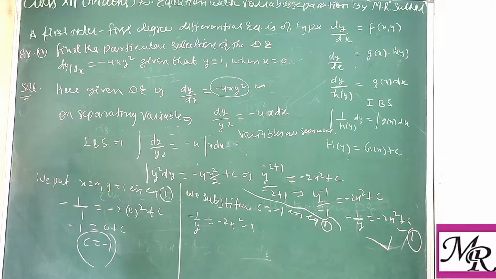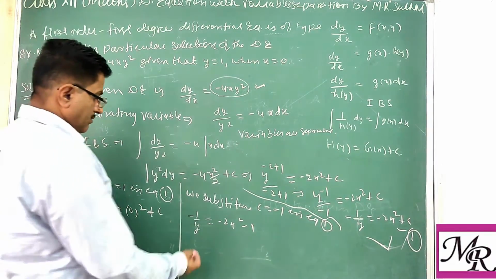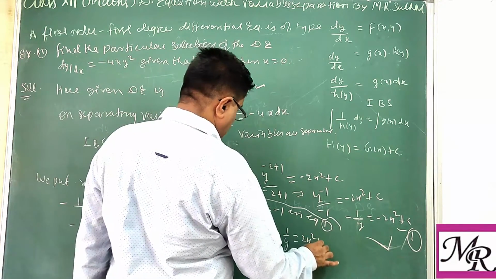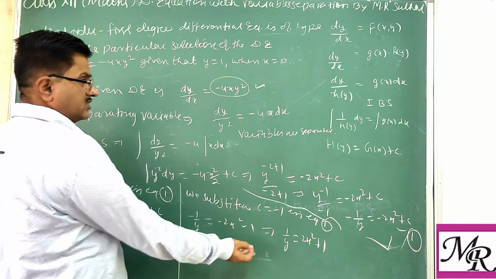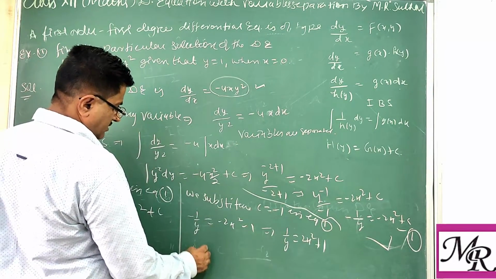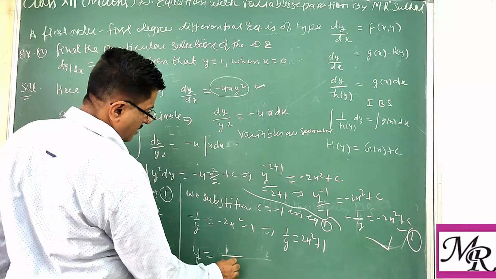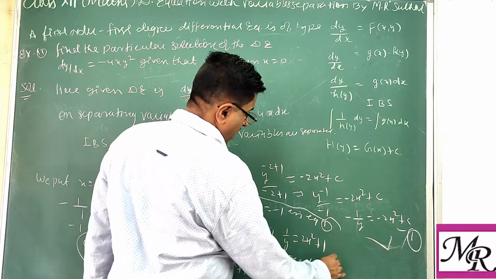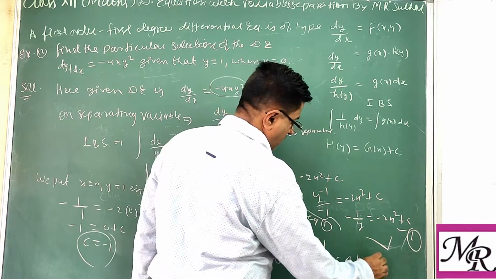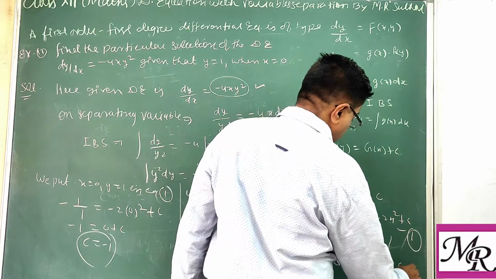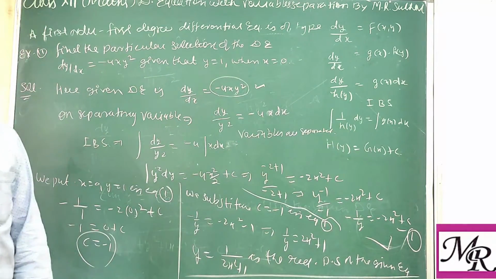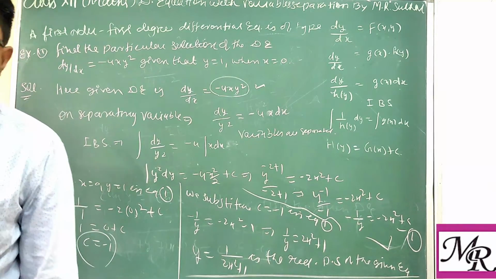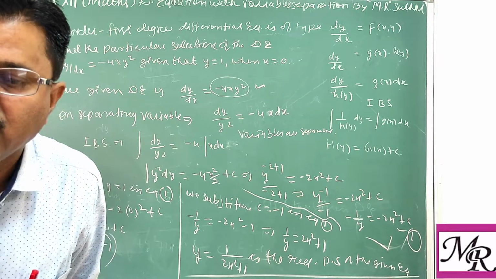Now you can take the minus common. So 1 upon y equals 2x square plus 1. This is the solution, or in a more standard form, you can take the reciprocal: y equals 1 upon 2x square plus 1 is the required particular solution of the given equation. So dear student, one can find in this way the solution of the given differential equation.